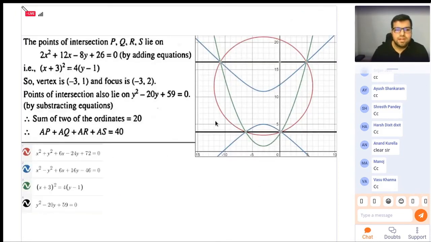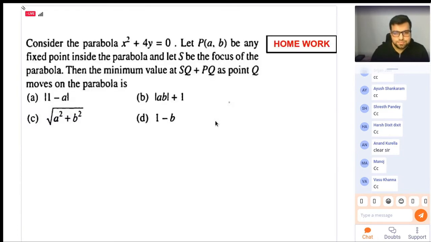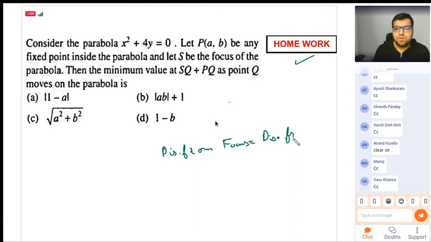This is the solution you can refer to in the notes. I will give it to you. So this was the diagram: circle, hyperbola, parabola, and pair of straight lines. Coming to the next question, there is a homework question, and here also you will use the same important property that on a parabola, the distance from the focus is equal to the distance from the directrix. So this is homework, and you will use this property to solve it.